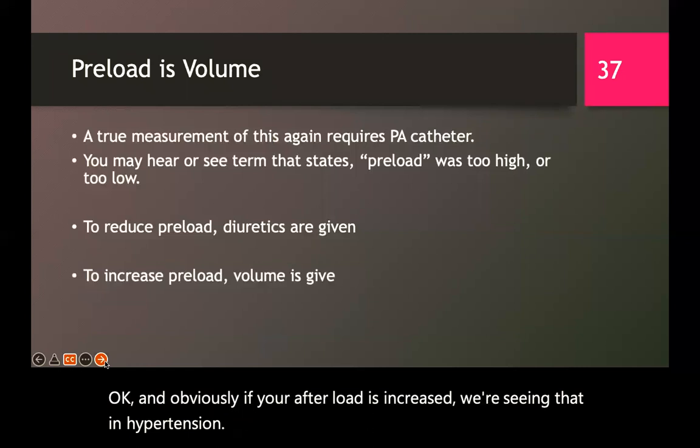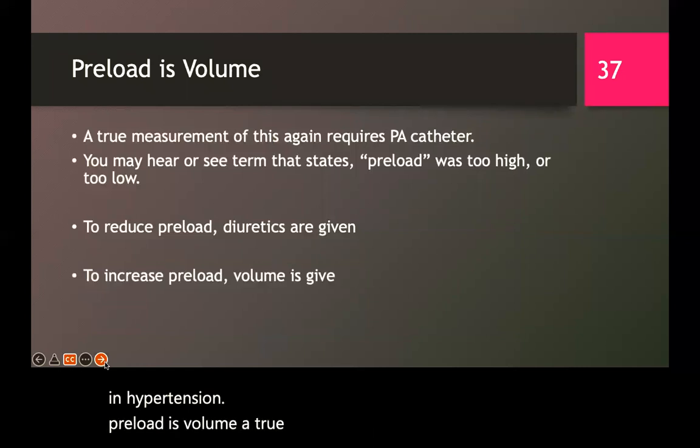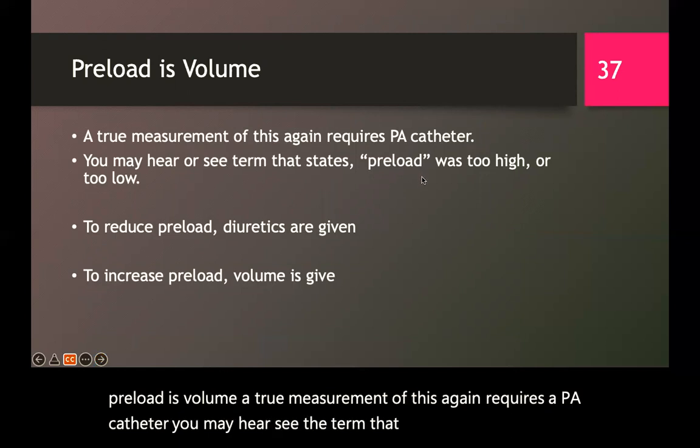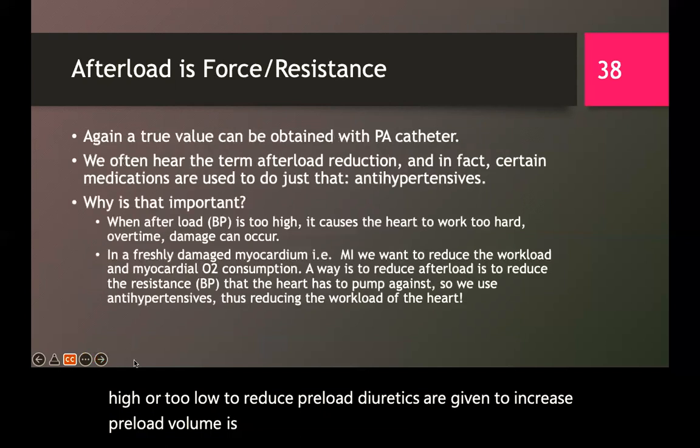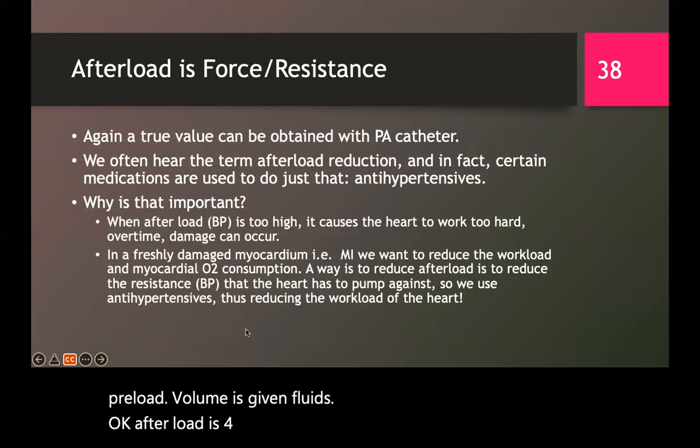Preload is volume. A true measurement of this, again, requires a PA catheter. You may see the term that states preload was too high or too low. To reduce preload, diuretics are given. To increase preload, volume is given, fluids. Okay. Afterload is force/resistance. Again, a true value can be obtained with a PA catheter.